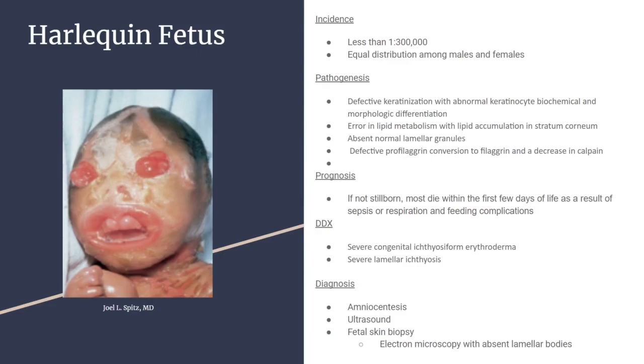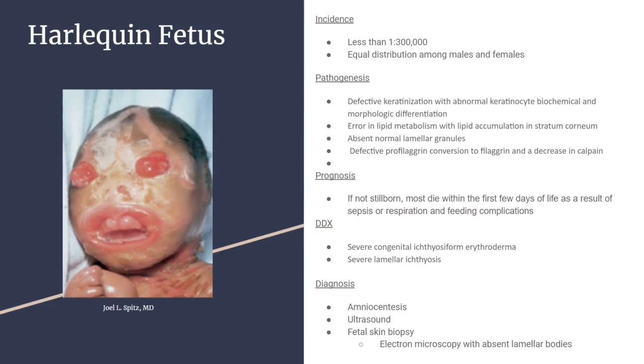It's a pretty rare disease, but it does happen, unfortunately. Ultimately, there are a few different mechanisms that are surmised. You could have defective keratinization from a biochemical standpoint. It could be a lipid metabolism disease. It could be absent lamellar granules, or defective profilaggrin, both leading to a broken down cornified envelope.